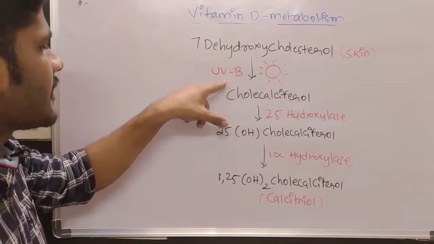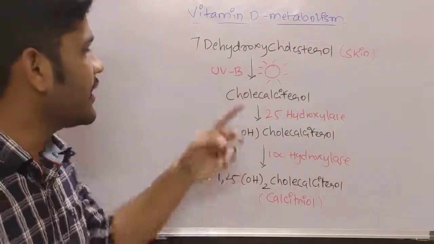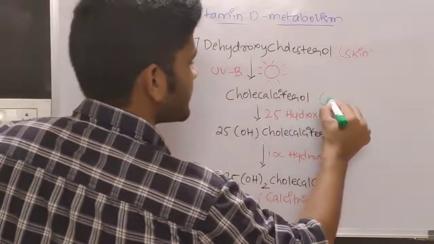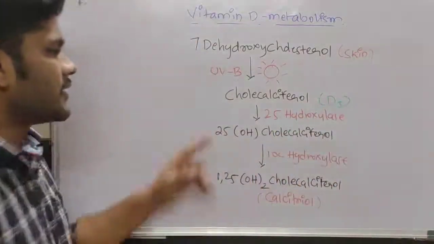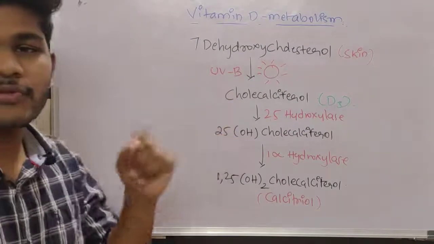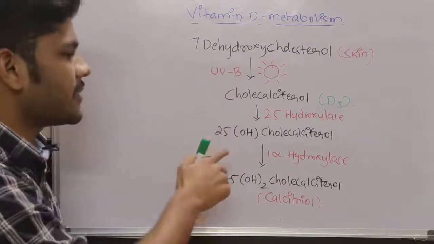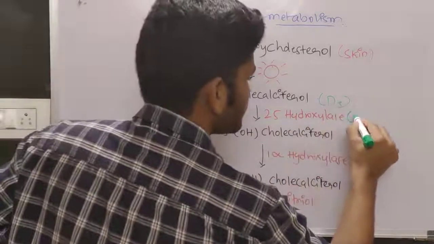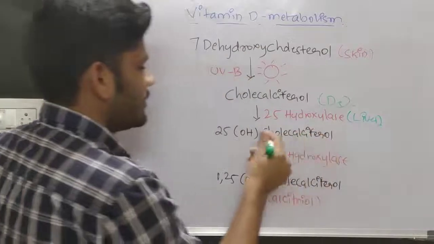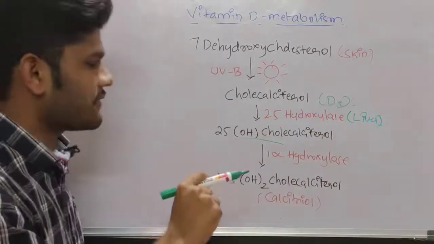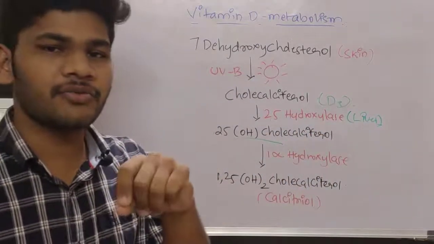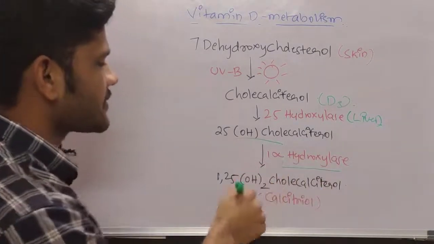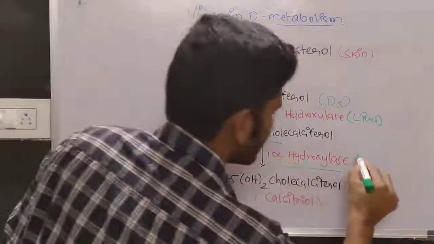In the presence of ultraviolet B radiation from the sunlight, it is converted into cholecalciferol, which is also called vitamin D3. This cholecalciferol is converted into 25-hydroxycholecalciferol in the presence of 25-hydroxylase. This enzyme is present in the liver. And 25-hydroxycholecalciferol is converted into 1,25-dihydroxycholecalciferol in the presence of 1-alpha-hydroxylase. This enzyme is present in the kidney.